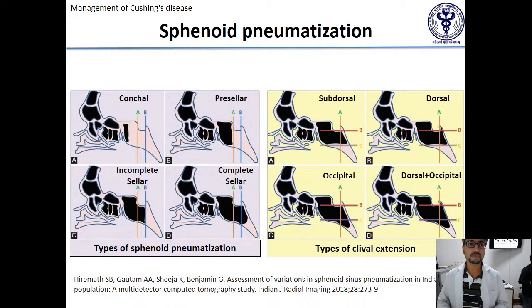There can be the conchal variety where the sphenoid sinus is completely non-pneumatized, the pre-sellar is partly pneumatized, and the incomplete sellar and the complete sellar are other variants. And the complete sellar type has further been subdivided into the subdorsal, occipital, and the dorsal plus occipital types.